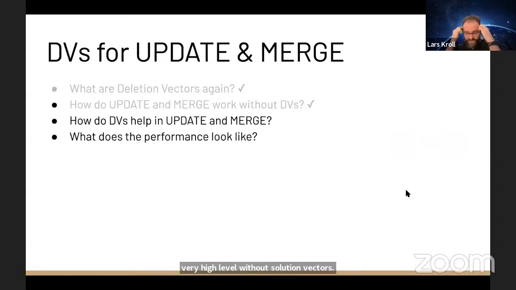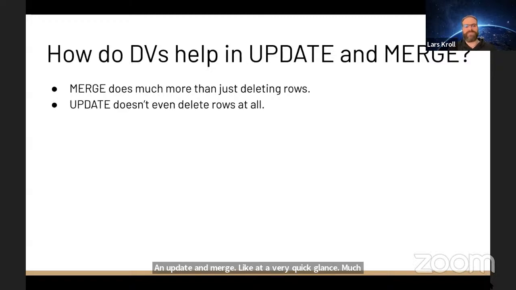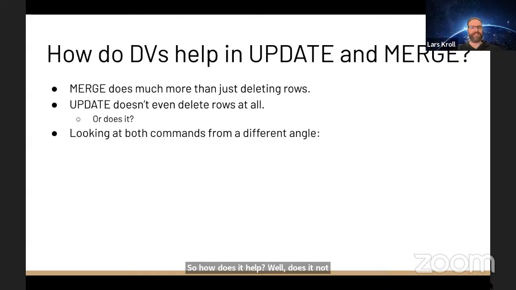Okay, so now that we've looked at this, we've got to think, how do these actually help us in update and merge? Like at a very quick glance, merge does do a lot more than just deleting rows, and update doesn't even delete rows at all. It just rewrites everything, right? So how does it help? Well, does it not delete any rows? Let's look at the same thing from a slightly different angle.